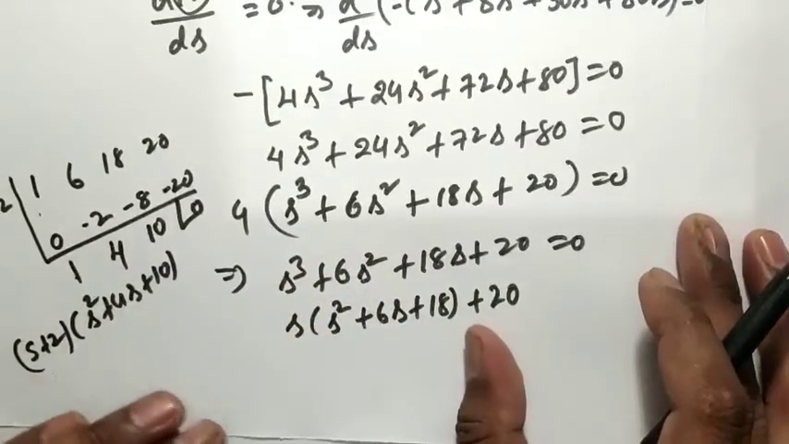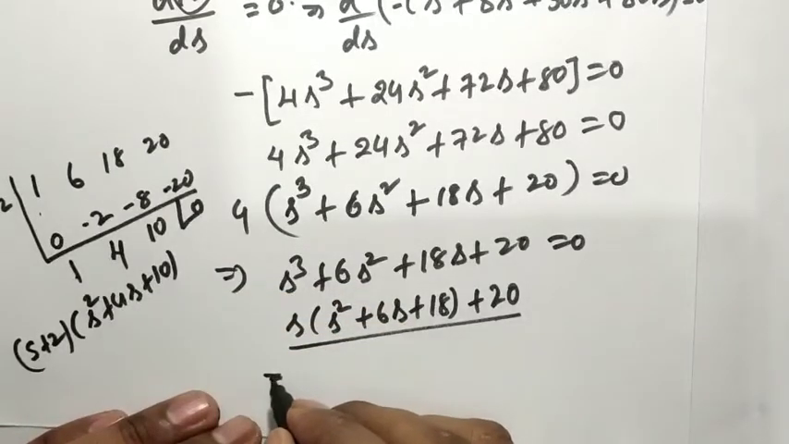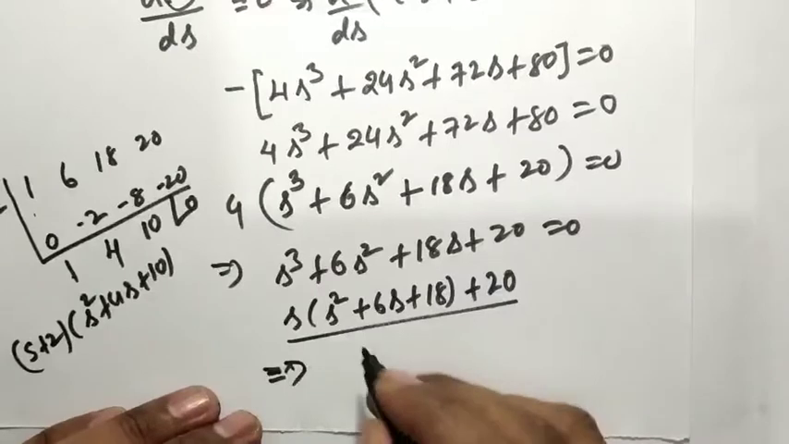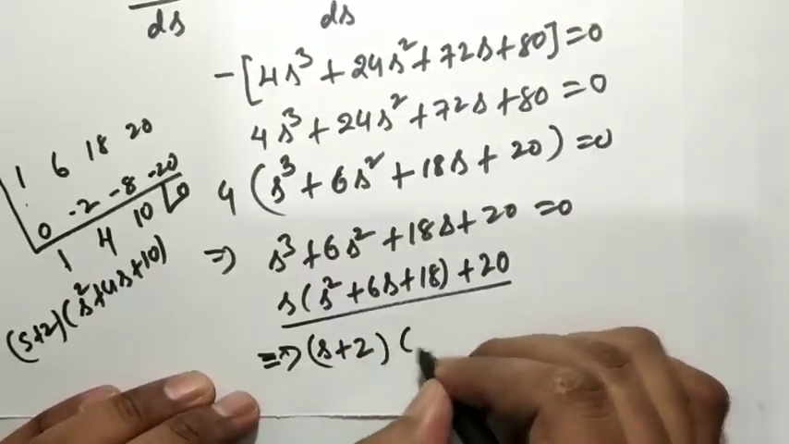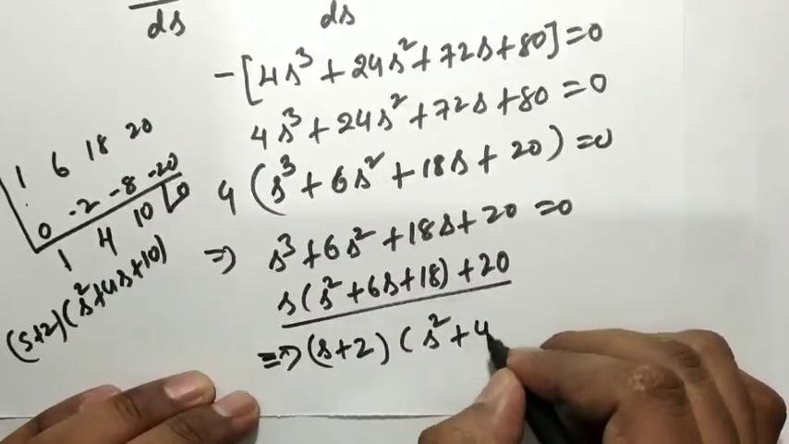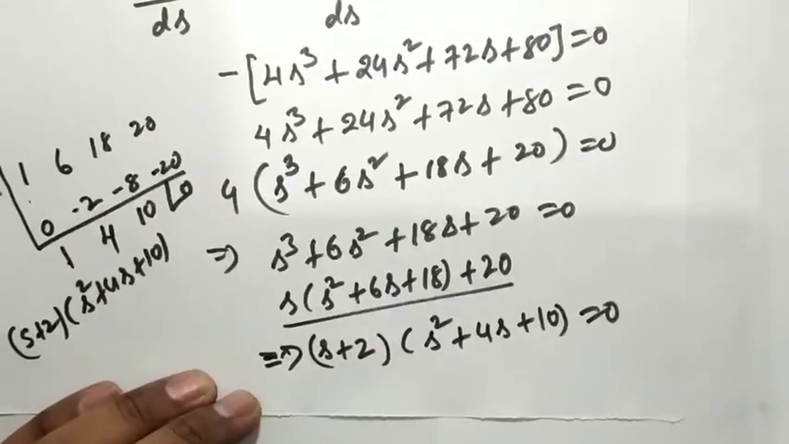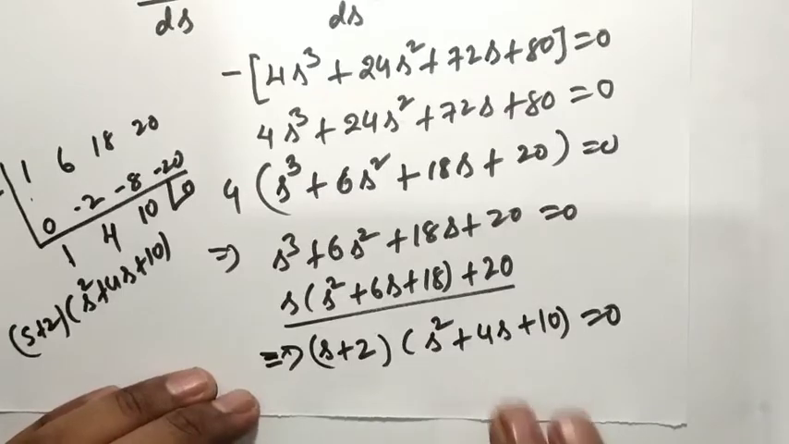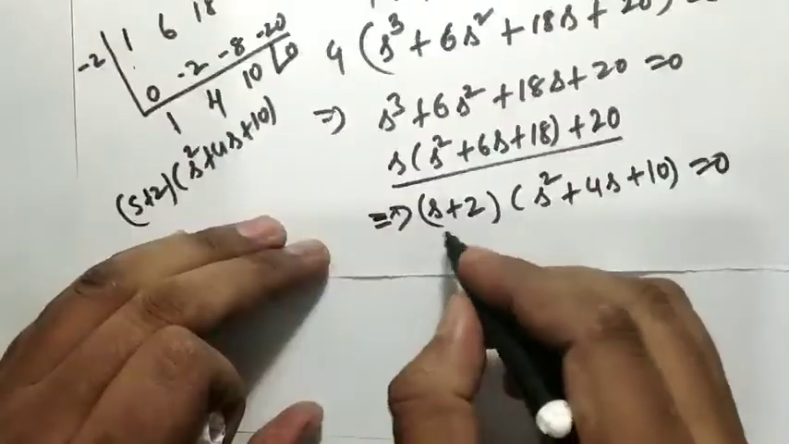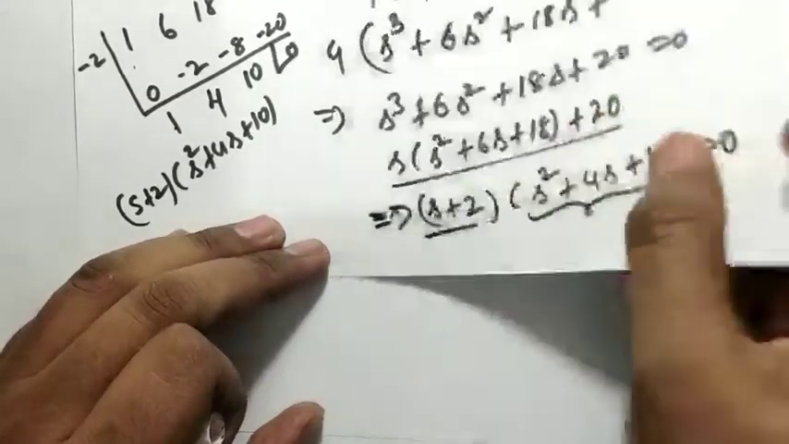So you have got an equation. Instead of writing like this, you can use this method. So finally you will get s plus 2 into s square plus 4s plus 10 is equal to 0. So what are the roots now here? The roots of the characteristic equation. So here s is equal to minus 2. What about this quadratic equation? We have to find the complex poles for this, right?